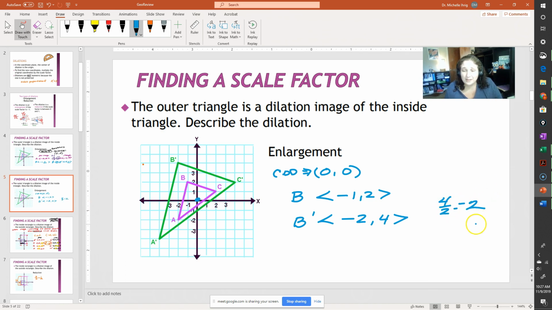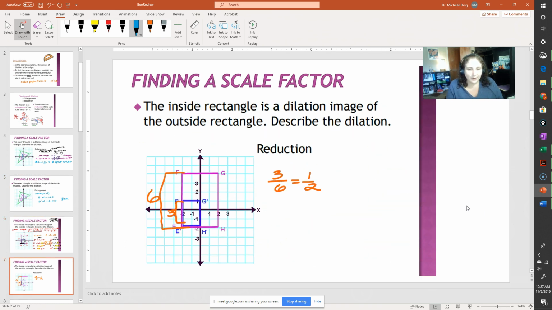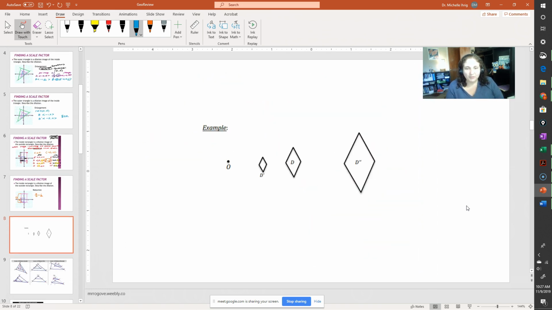So on the test, it's literally a lot. I wouldn't do every single point. I'm just showing you every single point to remind you how to do vectors. That's it. Okay. Next, finding the center of dilation.